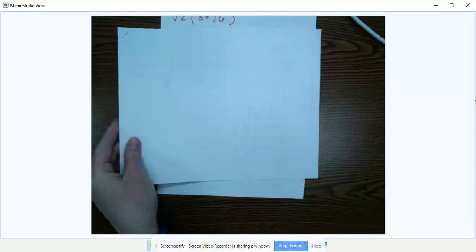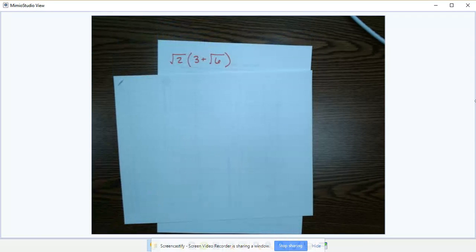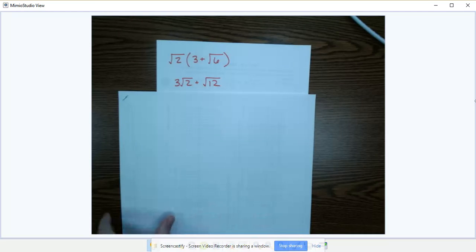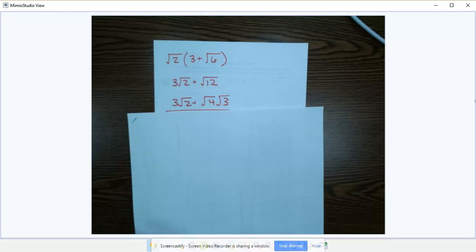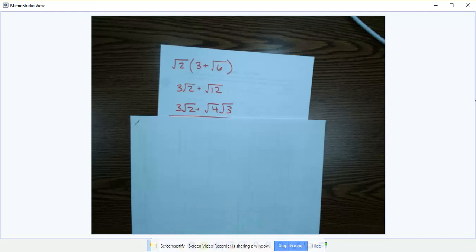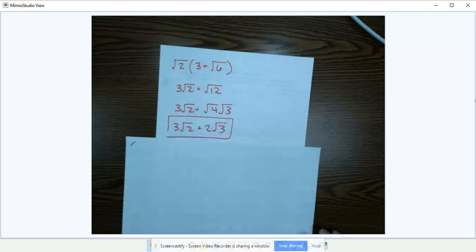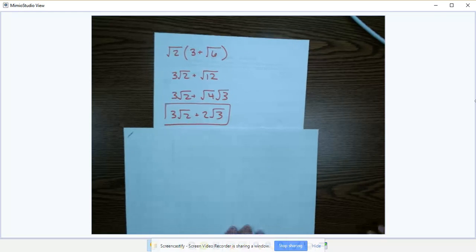Here's one where we're going to have to distribute. So square root of 2 times 3 plus root 6. When you go to distribute, you have a 3 root 2 plus root 12, but 12 can have a perfect square taken out of it. So we have 3 root 2 plus root 4 root 3. Obviously, root 4 is 2, so we have 3 root 2 plus 2 root 3.